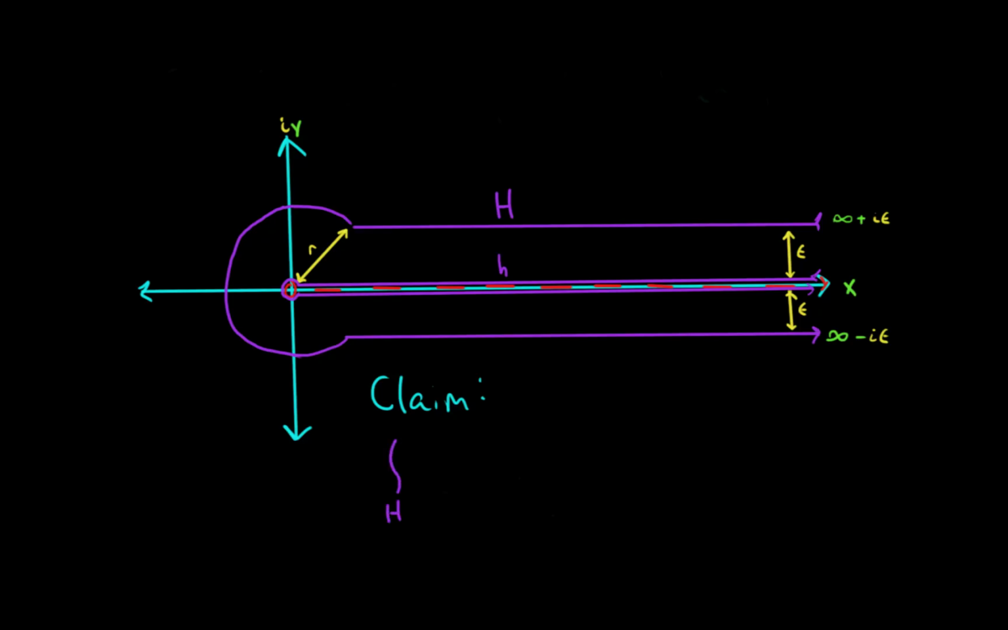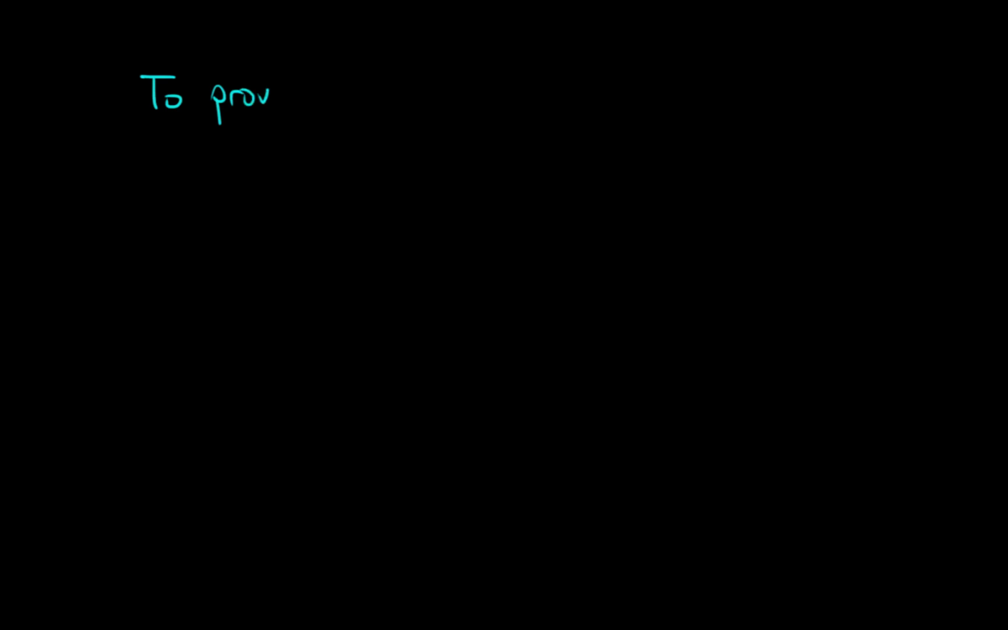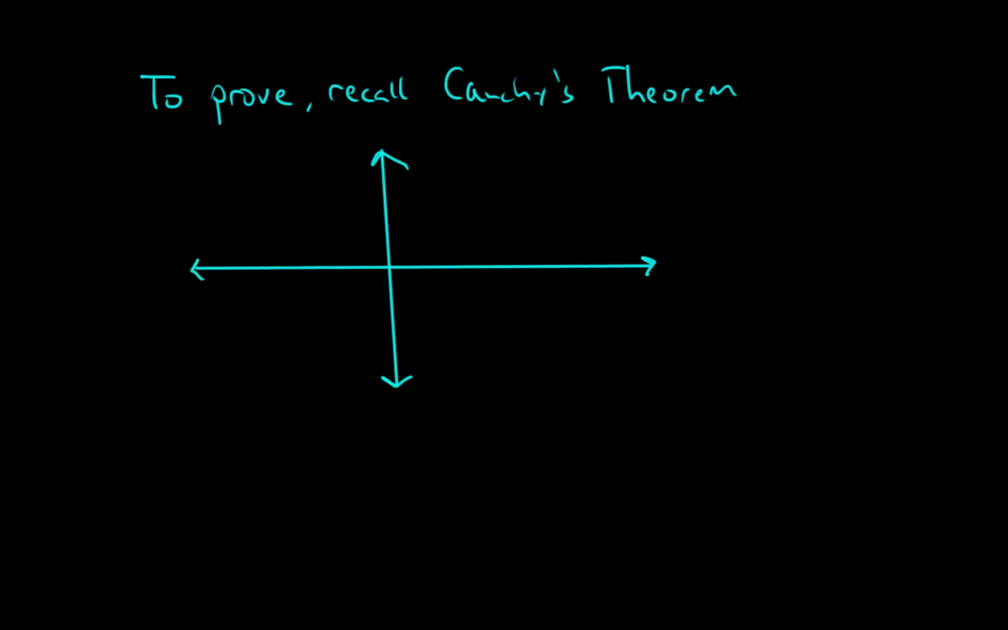And I claim that the integral over the Hankel contour of the function w to the z minus 1 times e to the negative w dw actually equals the integral over the limit contour of the function w to the z minus 1 times e to the negative w dw. And now to prove this result, I'm going to ask you to recall a really important theorem from complex analysis, namely Cauchy's theorem. And Cauchy's theorem states that if I have a contour in the complex plane and the contour is closed, so it loops back on itself, let's call that contour C.